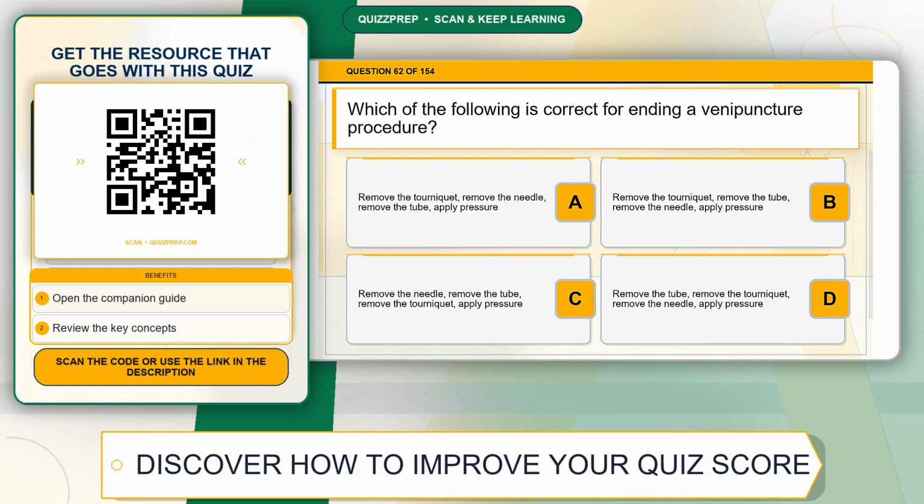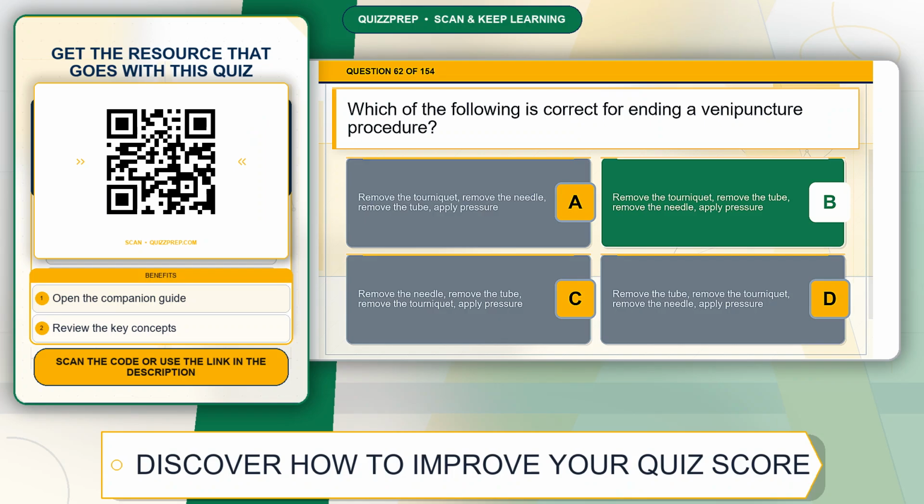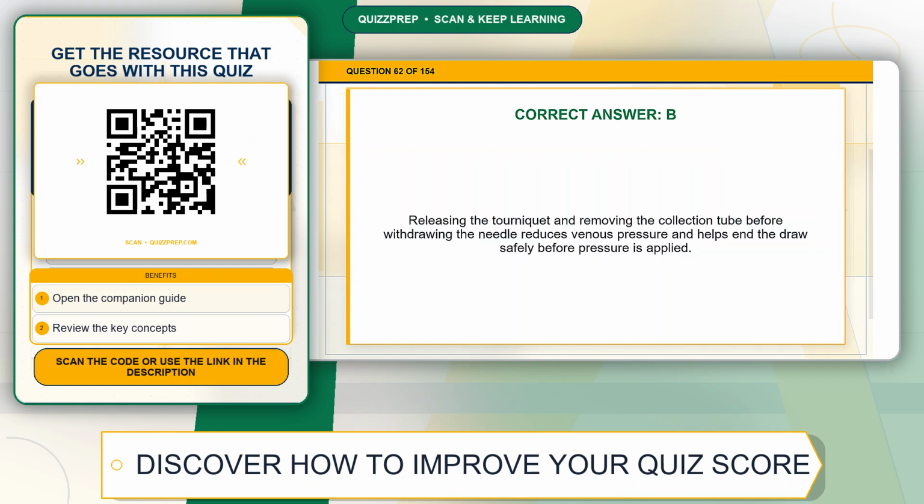Question 62. Which of the following is correct for ending a venipuncture procedure? Option A, remove the tourniquet, remove the needle, remove the tube, apply pressure. Option B, remove the tourniquet, remove the tube, remove the needle, apply pressure. Option C, remove the needle, remove the tube, remove the tourniquet, apply pressure. Option D, remove the tube, remove the tourniquet, remove the needle, apply pressure. The correct answer is option B, remove the tourniquet, remove the tube, remove the needle, apply pressure. Explanation. Releasing the tourniquet and removing the collection tube before withdrawing the needle reduces venous pressure and helps end the draw safely before pressure is applied.